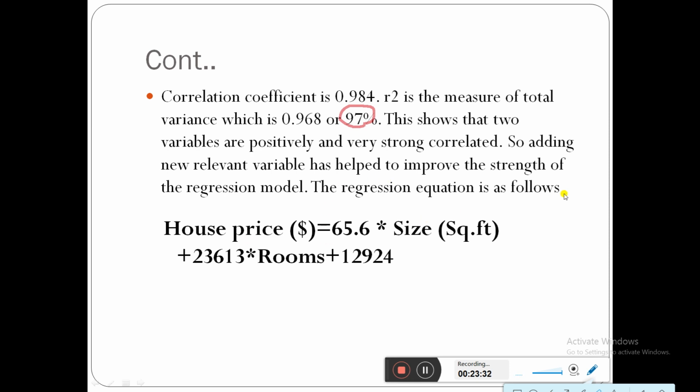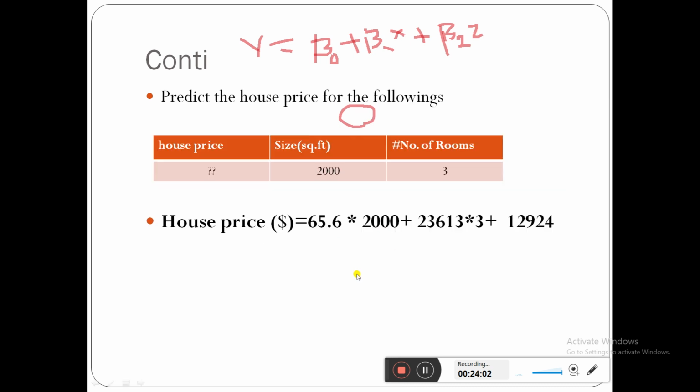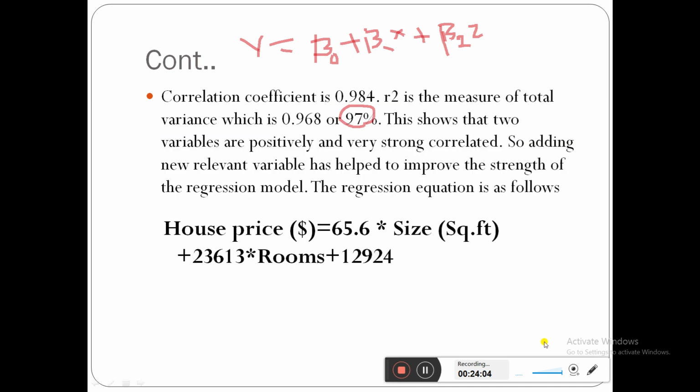So the regression equation is going to become house price equal to these values we have to add. Another variable we are going to add here. What is the y? Y is equal to beta 0. This formula is going to change. Y is equal to beta 0 plus beta 1 x plus beta 2 z. Another variable is there, so we have to take it here. First, beta 0 is there. Here this is a constant, and we are going to add it here.